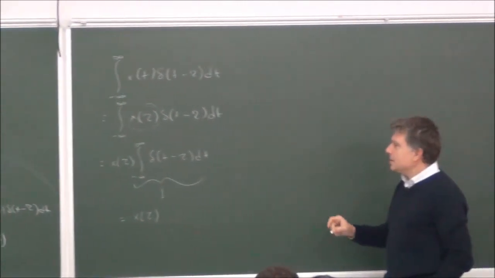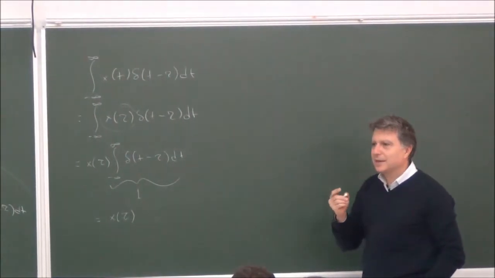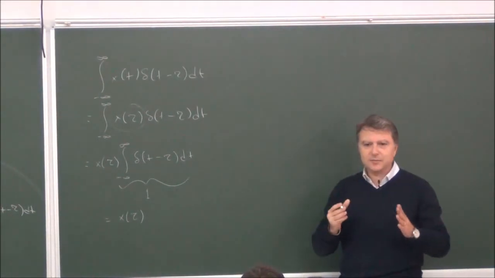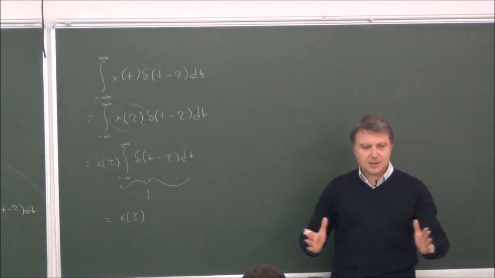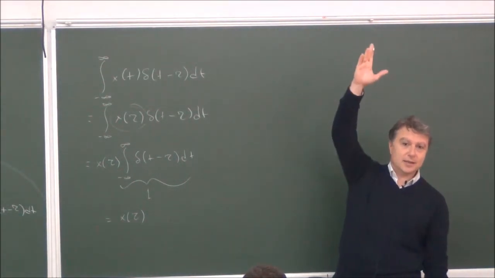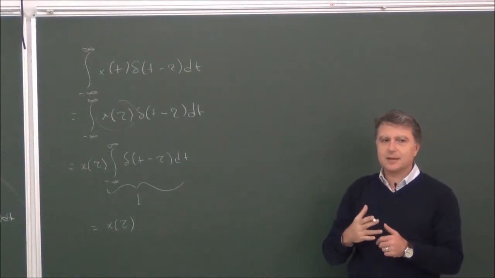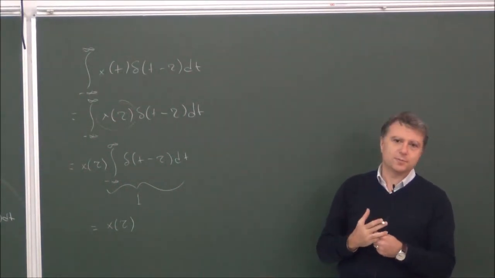This is defining the impulse function. We define the impulse function like this. We don't define it like becoming arbitrarily narrow and arbitrarily high so that the area underneath is 1. That definition is not very much useful.